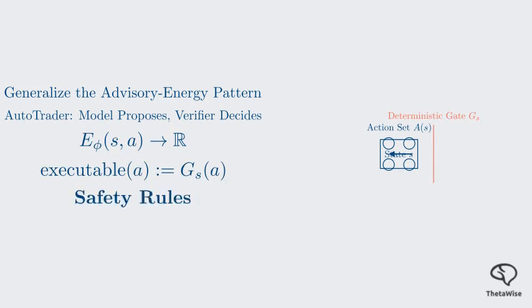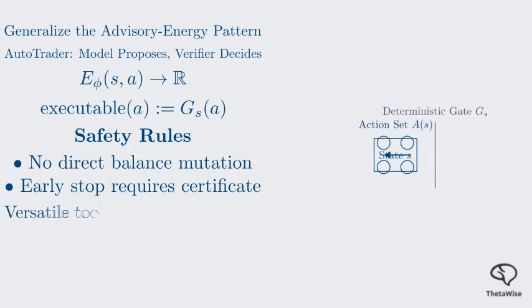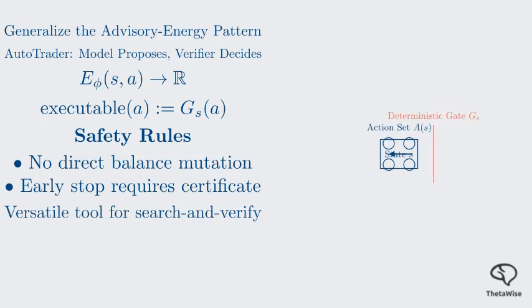Just like in Zeno-DEX, the model would rank the strategies, but it could never authorize a trade on its own. The same safety rules would carry over. The model output never enters balances or state routes, and an early stop would still require a deterministic certificate. This shows that energy-based ranking is a versatile tool for any high-stakes search and verify problem.